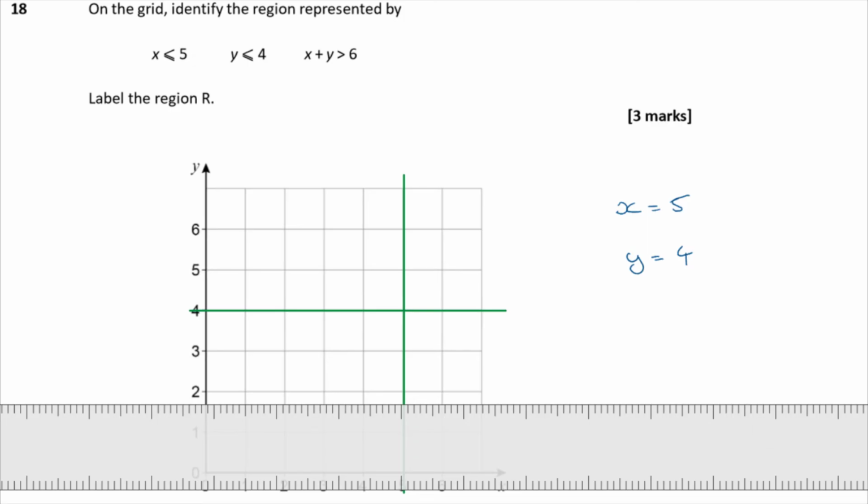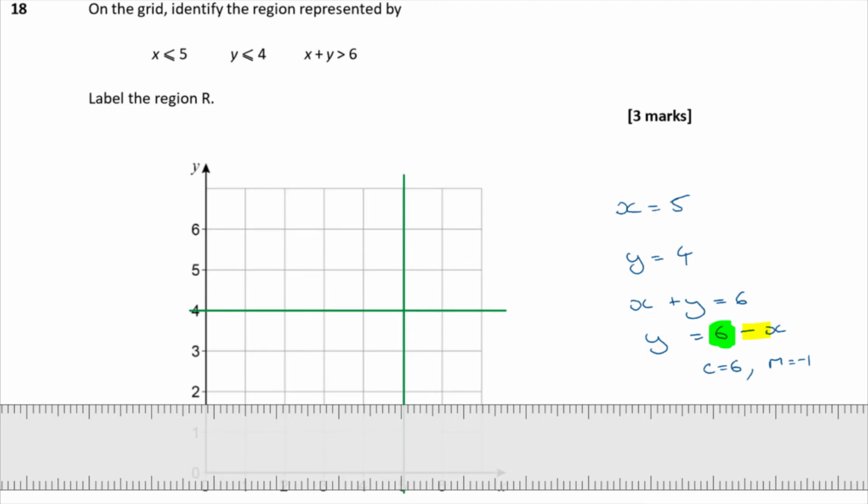Okay, then finally I want to plot the line x plus y is equal to 6. Just rearranging it so it's in the form y equals mx plus c. y equals 6 minus x. So that gives me a y-intercept of 6. c is the y-intercept. And the gradient is the coefficient of x, which in this case is -1, isn't it? So m is -1.